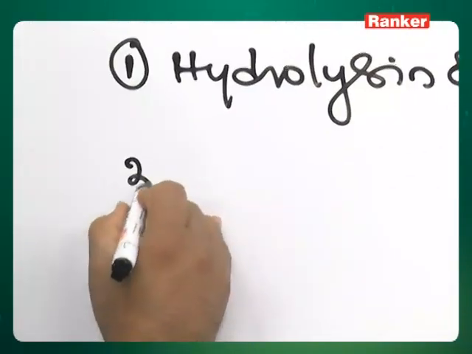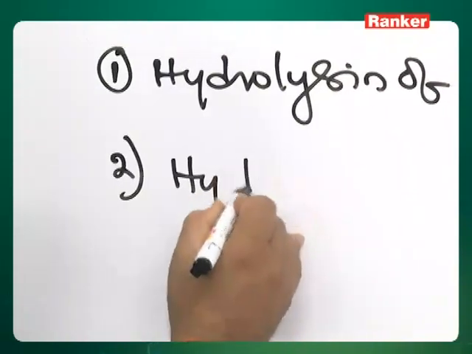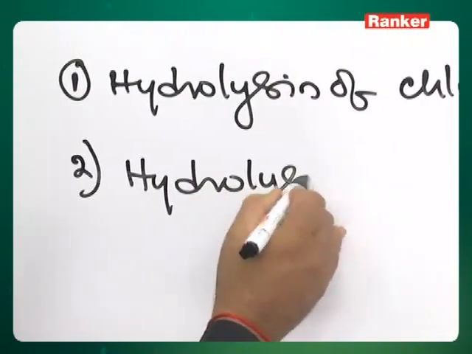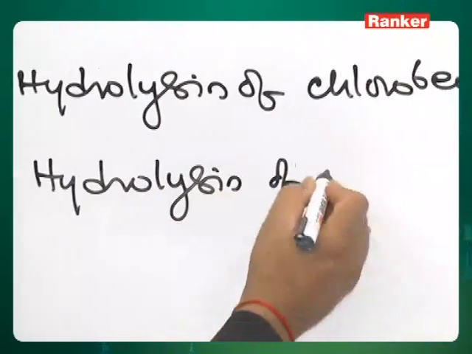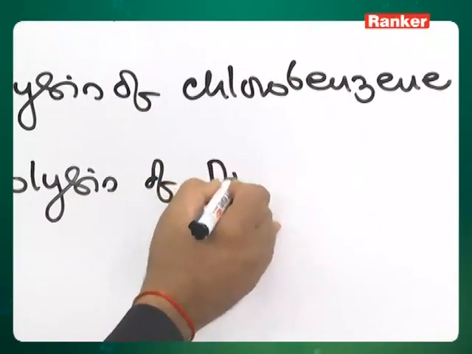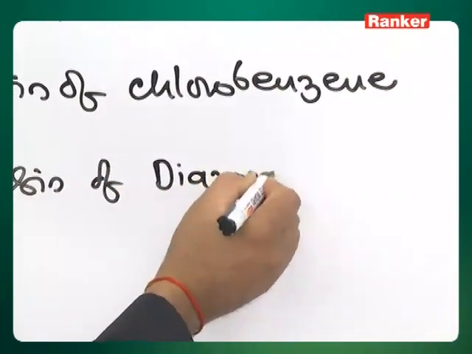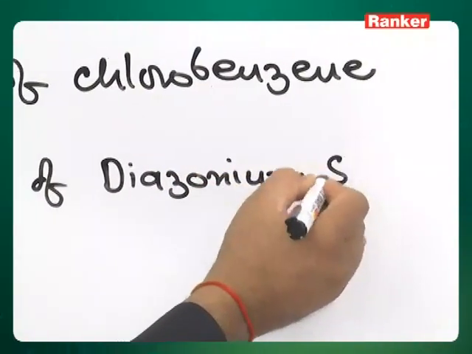The second possible method is the hydrolysis of diazonium salts.